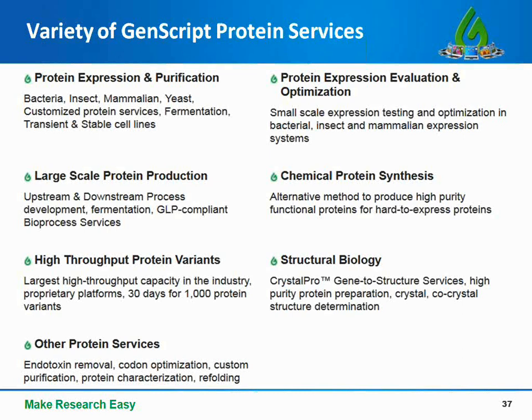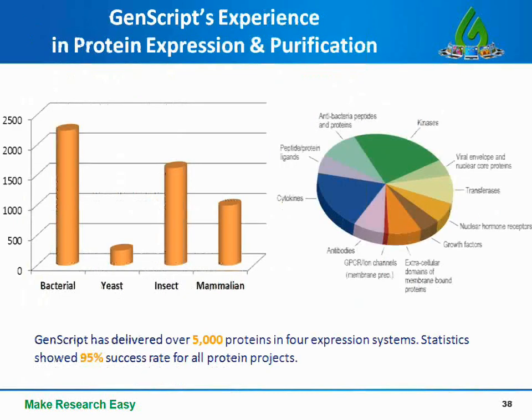For some really difficult to express proteins in vivo, we offer alternative chemical protein synthesis services. In summary, GenScript is your one-stop shopping place for all your protein services. We are flexible and capable enough to accommodate your specific need on your protein production. GenScript has delivered over 5,000 proteins in 4 expression systems with over 95% success rate. The left side chart shows you the number of proteins expressed in bacteria, insect, yeast, and mammalian cells separately. The right side pie shows the percentages of different types of proteins that have been successfully produced at GenScript, including some difficult proteins such as transmembrane proteins, proteases, etc.